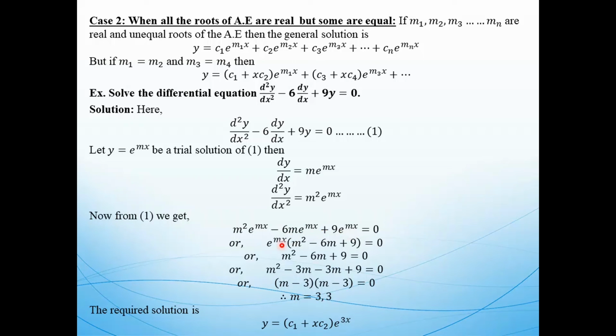Now take common e to the power mx, and that gives e to the power mx into (m square minus 6m plus 9) is equal to 0. And then by calculation we can write m square minus 6m plus 9 is equal to 0, and by the method of middle term we can find the value of m is equal to 3 and 3. Here the values of m are real and equal, so the required solution will be y is equal to (c1 plus x c2) e to the power 3x.